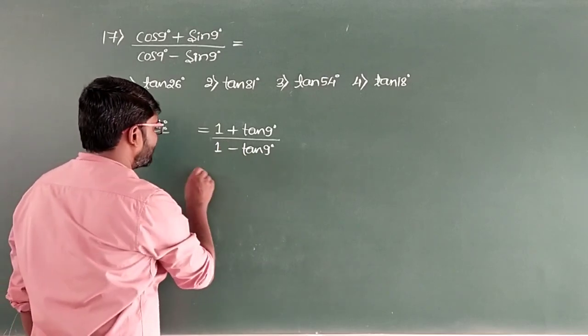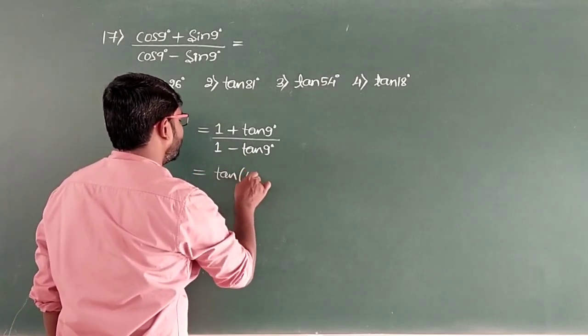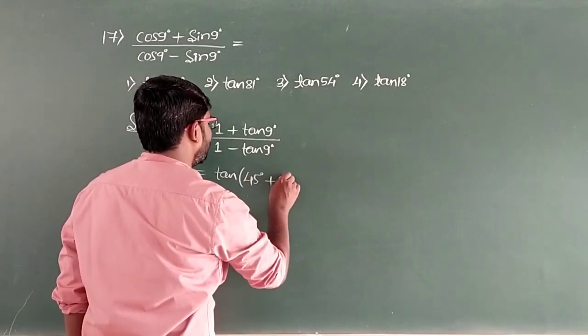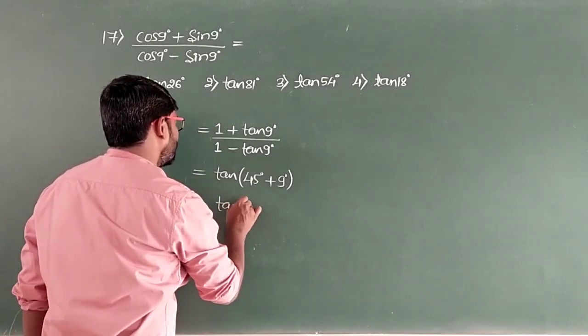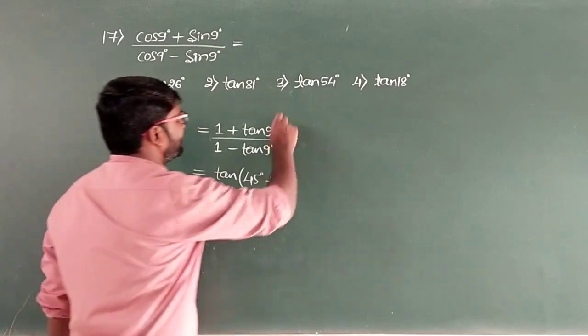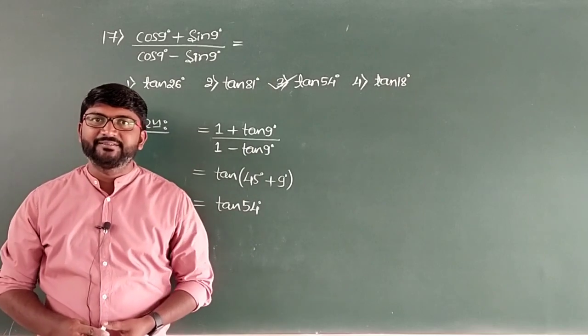So here it can be written as tan 45 degree plus theta. Theta is nothing but 9 degree here. So overall we have tan 54 degree. Check the options now. Option 3 is the correct answer. This is all about question number 17.